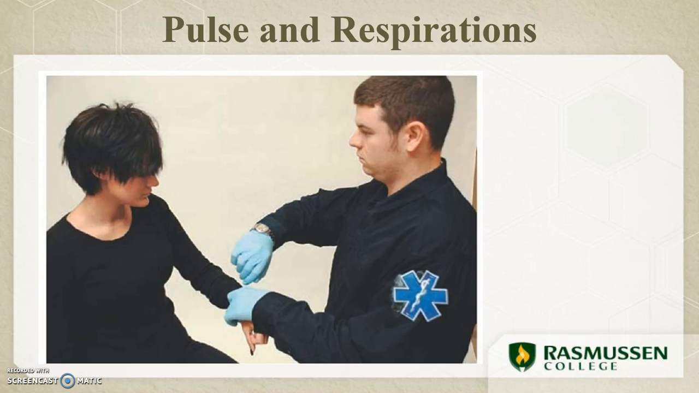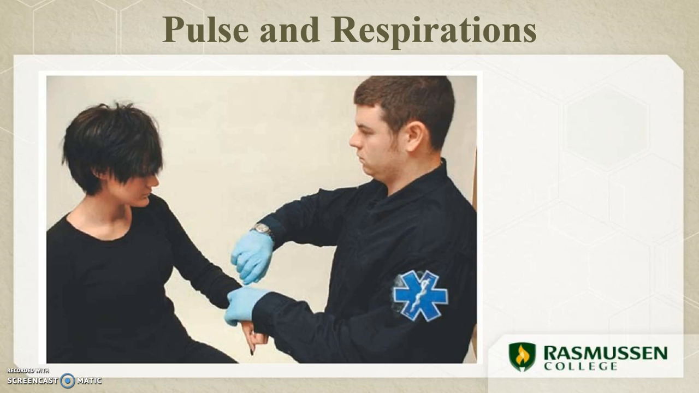Pulse and respirations are the next 2 that I want to talk about, and typically these again are recorded together. A pulse is the number of times a heart beats per minute. A pulse is a wave of blood that comes through the body when the left ventricle contracts and then relaxes. An average pulse rate for an adult is anywhere from 60 to 80 beats per minute.